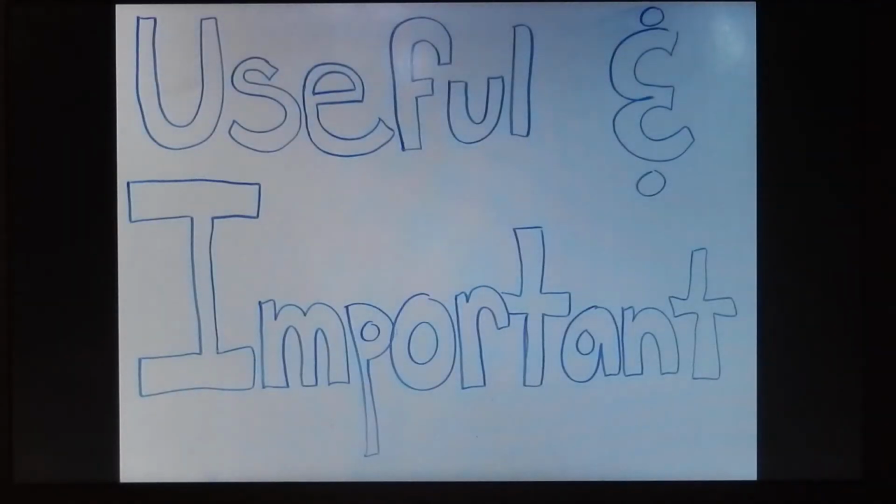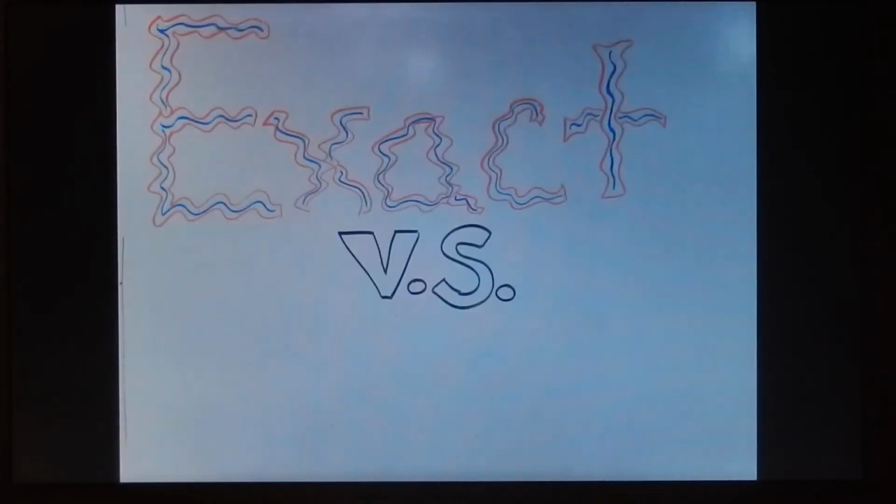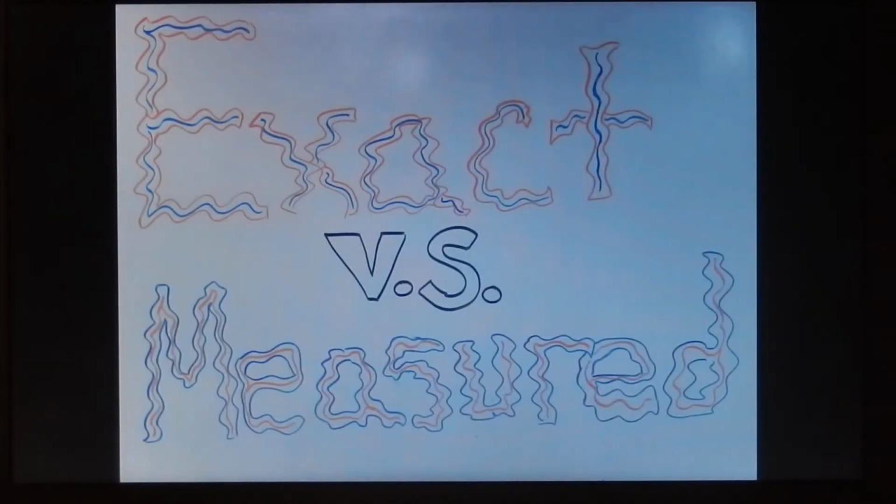Why are sig figs useful and important? Like we said previously, sig figs show the accuracy of a number. Sig figs tell us how to round. They also tell us how to make sure the answer we get from the math problem is not more precise than the numbers that we started with. Exact versus measured. Exact numbers are infinitely important. Measured numbers are measured with measuring devices, so those numbers have error.